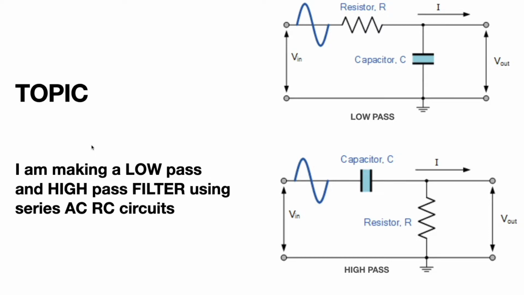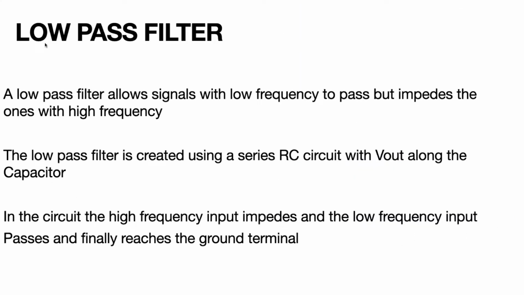The topic I'm doing is making a low pass and high pass filter using a series RC circuit. In the following you can see a resistor, a capacitor, in which Vout is along different components in different pass filters, and an input signal.